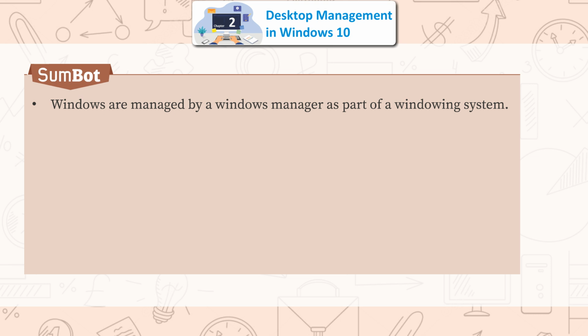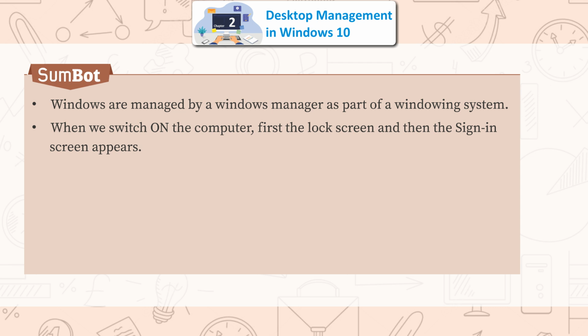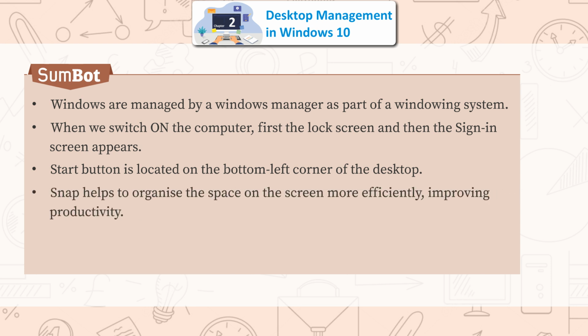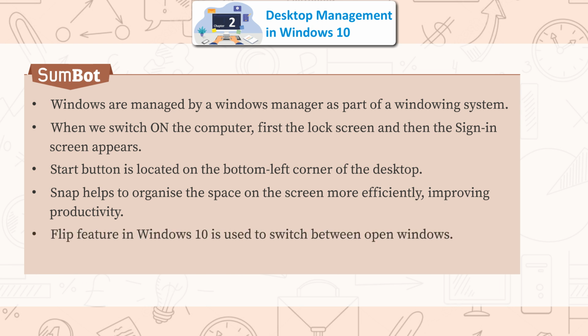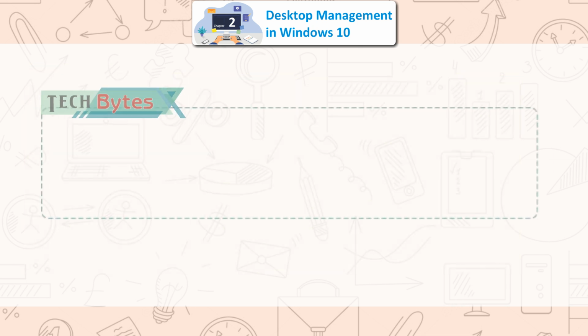Fact Bot. Windows are managed by a Window Manager as part of a windowing system. When we switch on the computer, first the lock screen and then the sign-in screen appears. The Start button is located on the bottom left corner of the desktop. Snap helps to organize the space on the screen more efficiently, improving productivity. The Flip feature in Windows 10 is used to switch between open windows. The sizes of the tiles can also be edited on the Start menu.